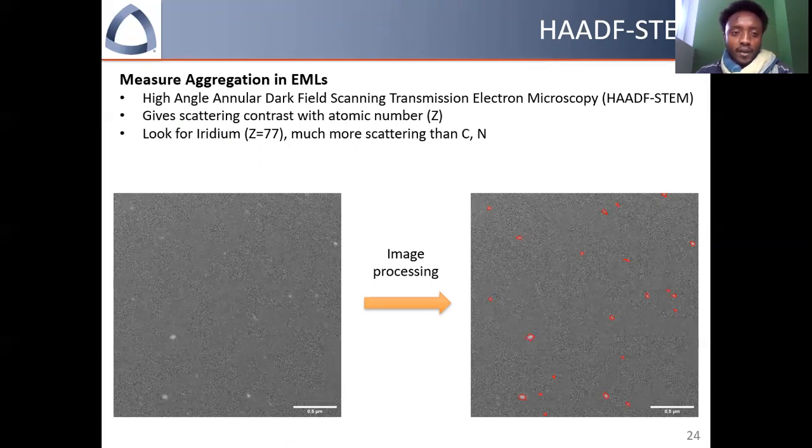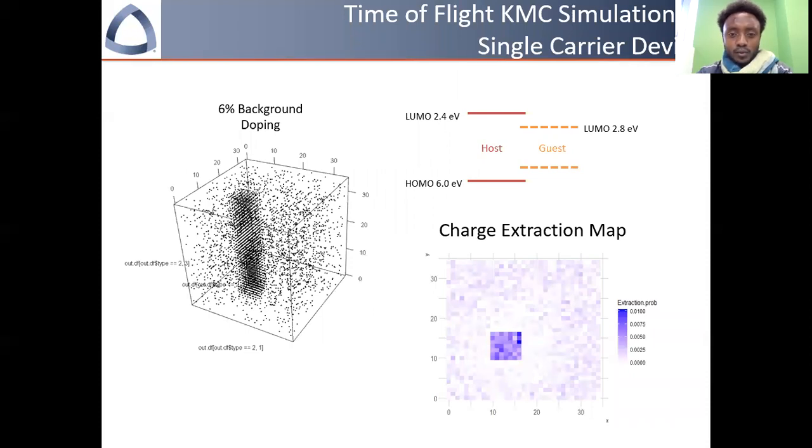being the core atom of the guest molecules, and the background molecules being just organics. And we see that the heavy molecules are able to show up here with TEM images. Another simulation we do is time of flight. So if we have these clusters, we'd expect most of the charge carriers to go through this path. And the simulation shows, when you do a single carrier device, you see most of your charges being concentrated in one area.